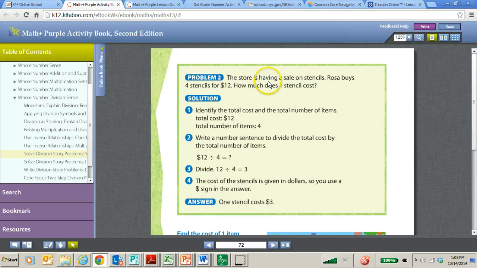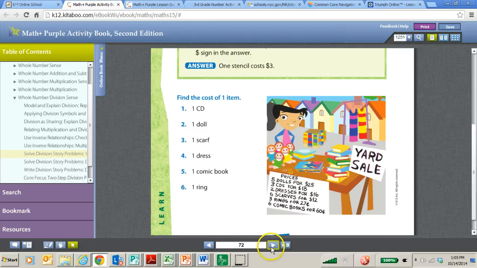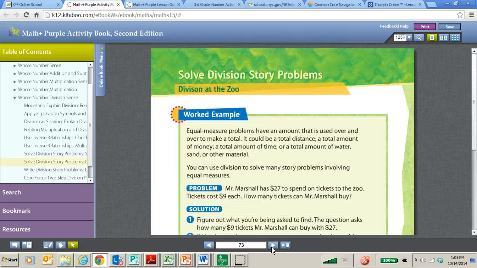Here we have, the store is having a sale on stencils. Rosa buys 4 stencils for $12. How much does one stencil cost? So we know the total. We know that she buys 4, so we need to divide 12 by 4 to find out how much each one costs. Students, without the word saying please divide this, may not know to divide, so it's important to work with them on a variety of different types of problems so that they understand what the problem is even asking for.